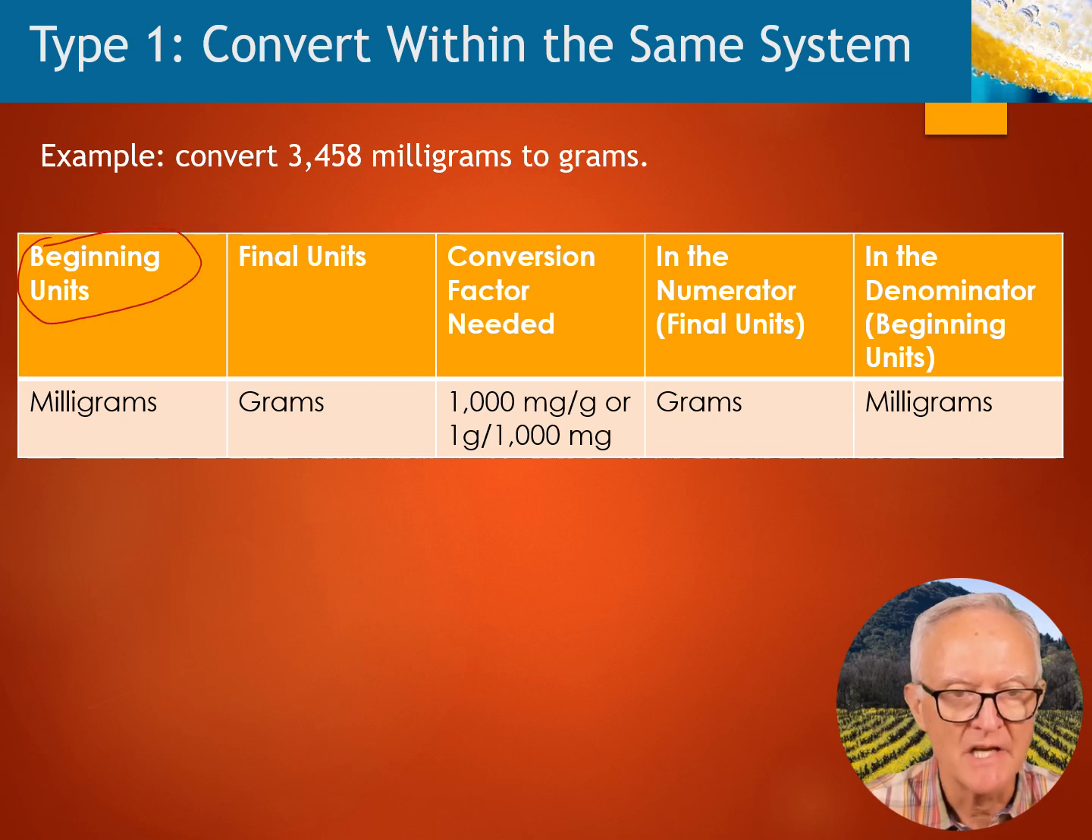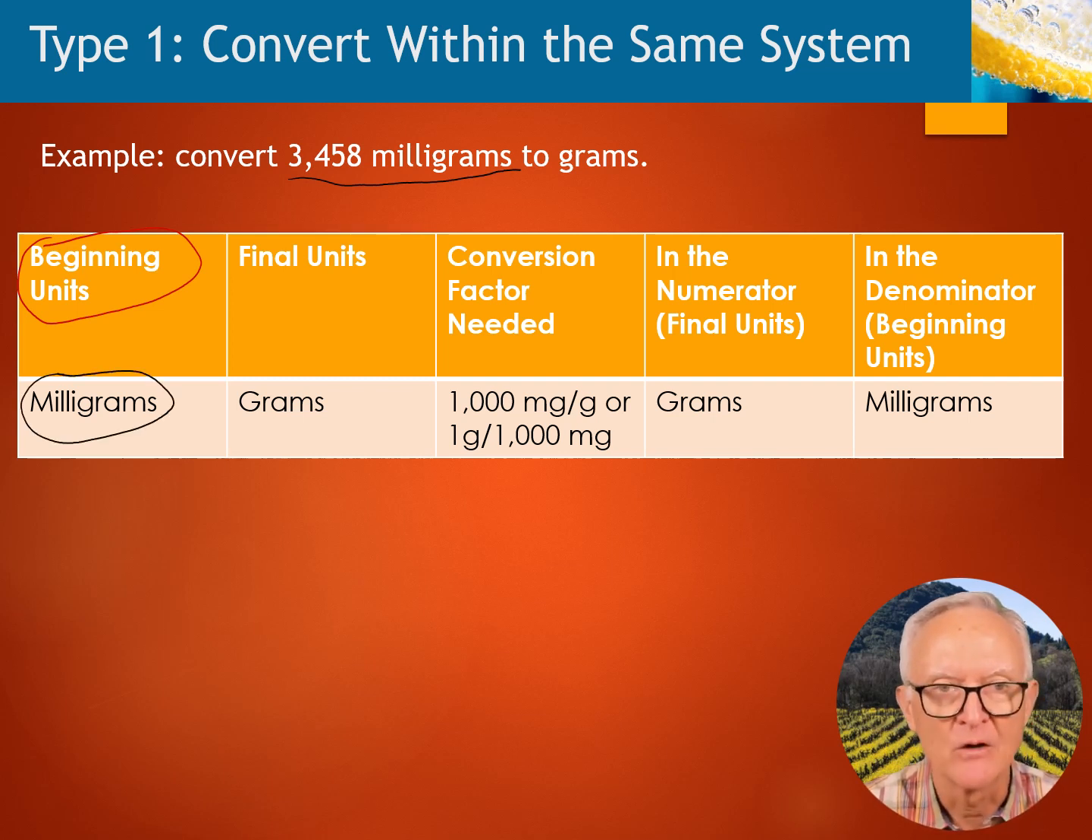So what do we say? We say we're converting from 3,458 milligrams. So that's our start, all right? Those are our beginning units. So milligrams are our beginning unit. We're going to convert to final units of grams, right? Because we said we want to go to grams.